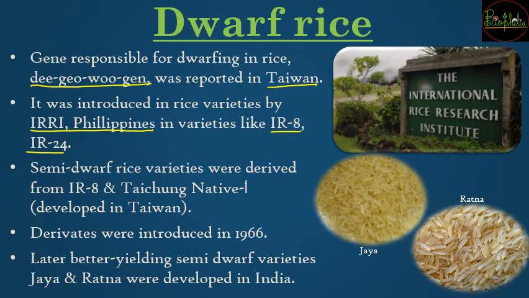So semi-dwarf varieties बनाए गए and they were developed from which two particular rice? They were derived from Dee-geo-woo-gen and Taichung Native 1, and it was developed in Taiwan. So Taiwan में semi-dwarf varieties बनाए गए and from semi-dwarf varieties these were introduced or these were derived into India, and in 1966.